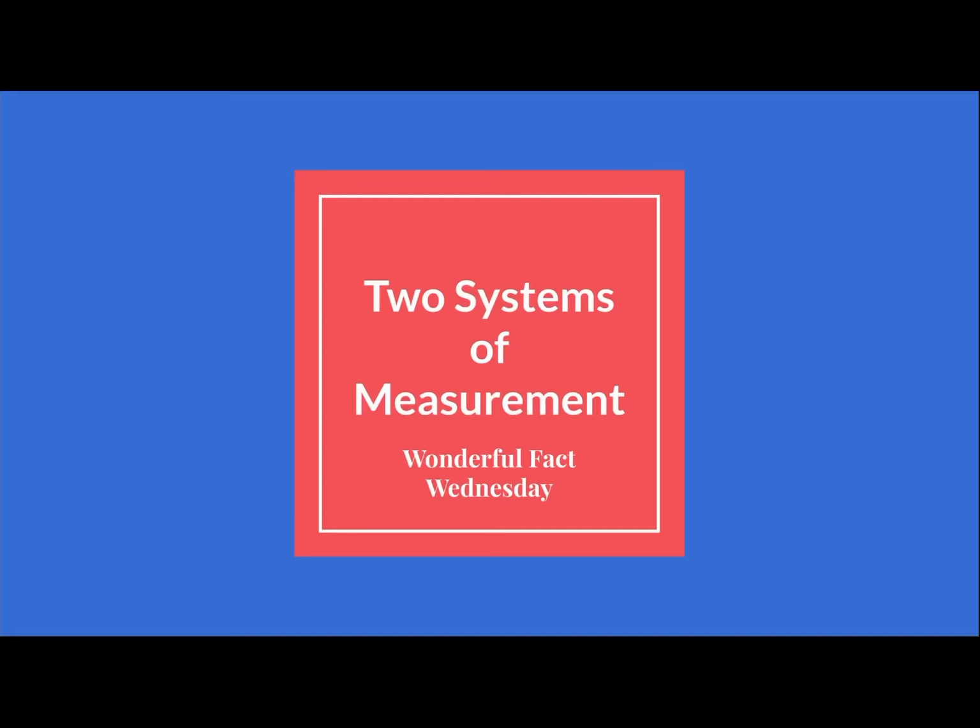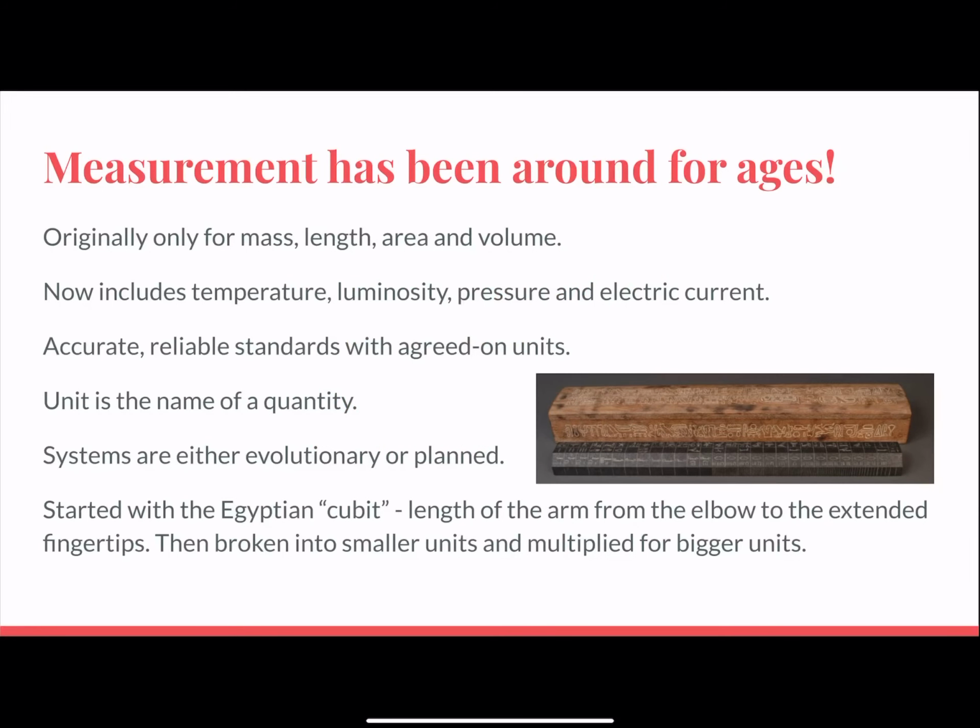And today, on our Wonderful Fact Wednesday, since it's Food and Cooking Week, we're going to be talking about systems of measurement. Measurement has been around for ages. It was originally only used for mass, length, area, and volume, but now we also include temperature, luminosity, pressure, and electric current in our measurements.